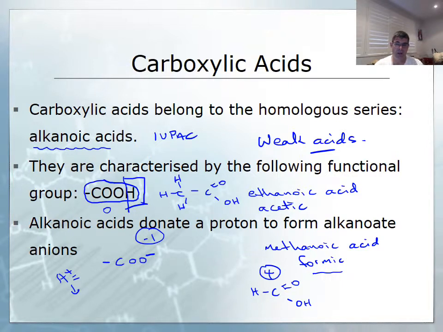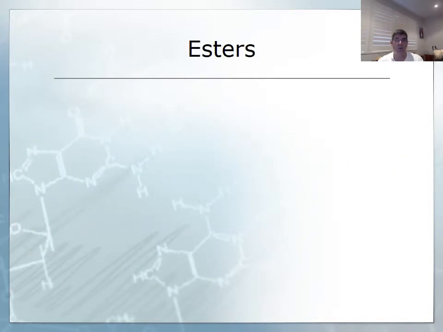So what we're going to do then is we're going to form a salt. When we add a base and an acid together, we're going to form a salt, an alkanoate salt. So for example, from methanoic acid, we would have a methanoate. From ethanoic acid, we would have an ethanoate. So what happens when we put these two together? When we put them together, we get an ester.